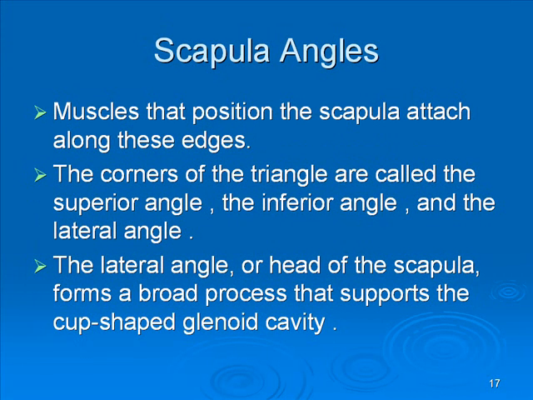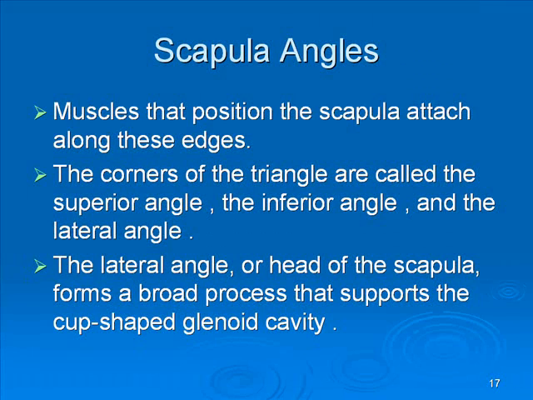At the scapular angle, muscles position the scapula and attach along the edges. Remember, the supporting network for the scapula is the muscles. It has no bony support at all. The corners of the angles are called the superior angle, the inferior angle, and the lateral angle. You should know those locations on the scapula.